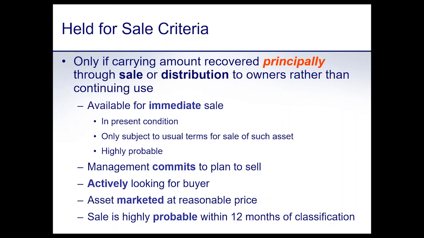Again, is management committed to this plan on selling this asset? Now, how you show commitment, has a decision been made? So if it's a board that needs to take the decision to give the authority to sell an asset, has that authority been given? Has the company started actively looking for a buyer as well? So are we marketing this asset for a reasonable price? And when you're talking about marketing this asset for a reasonable price, is it the sort of number that is more or less in line with the fair value of this asset?